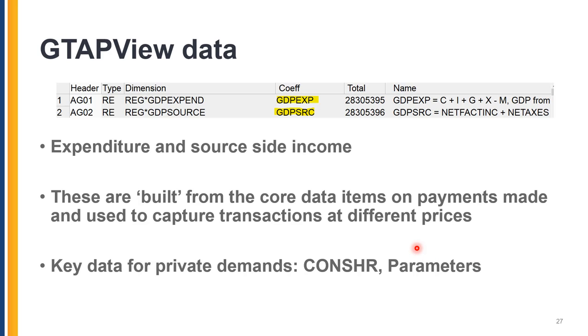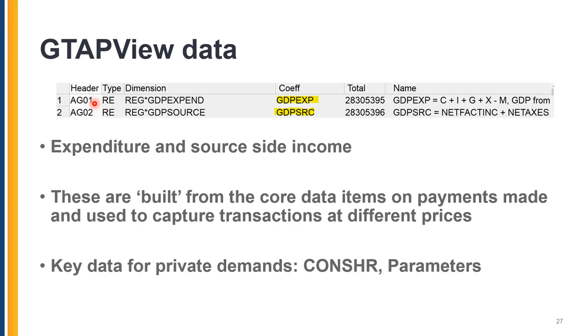Just remind ourselves that there's this other version of the GTAP data called GTAP view data. It takes the GTAP core data, reads in these core value flows, and then reformats it through a series of formulas to put it into these aggregates that are more familiar to us, something like GDP from the expenditure side.